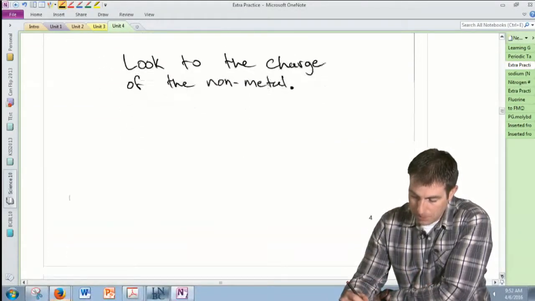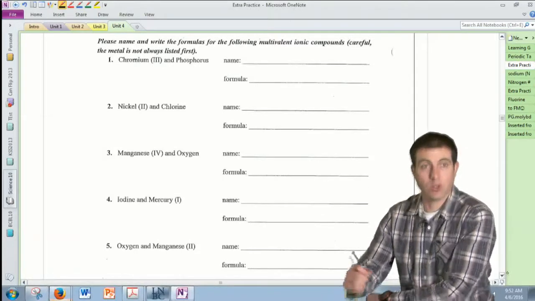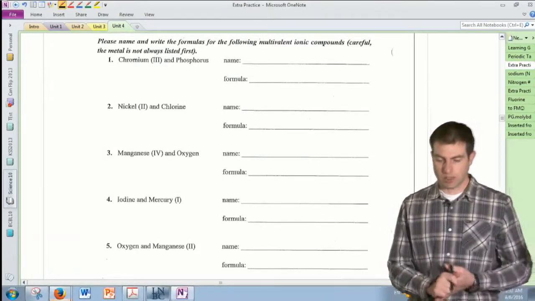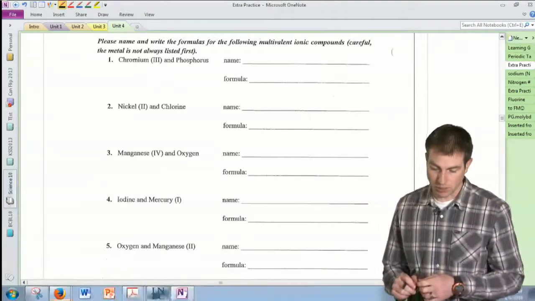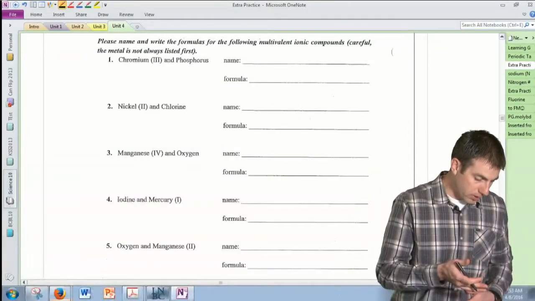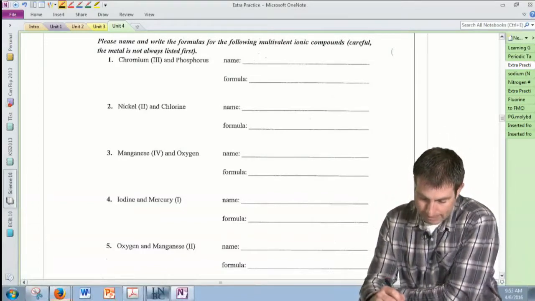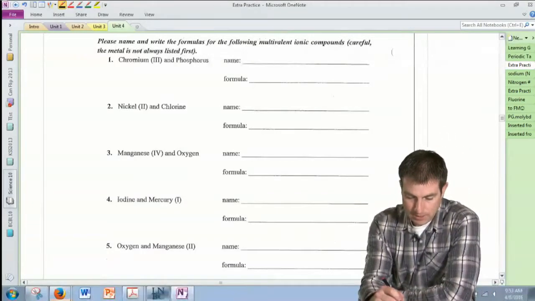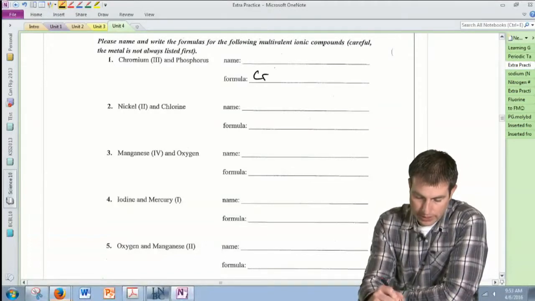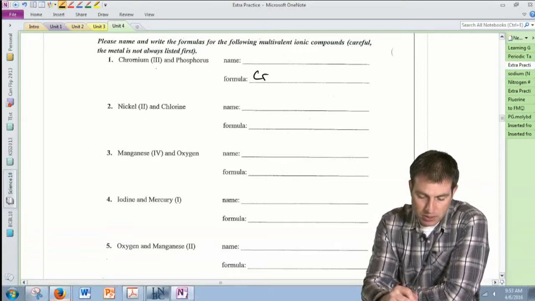All right, so we're looking at page 5 here. I want to do a few of these. So I'll do 1 or 2 and then I'll give you guys some time to work through the rest of them. Chromium, I find chromium on the periodic table. It's element number 24, and its symbol is Cr. It has a few possible charges, but remember the 3 here means that I have a charge of +3.